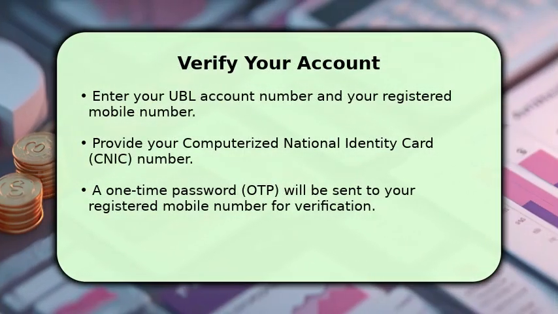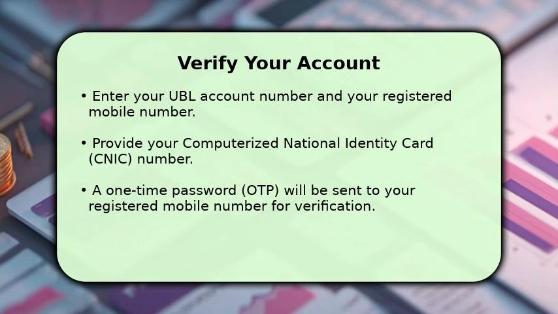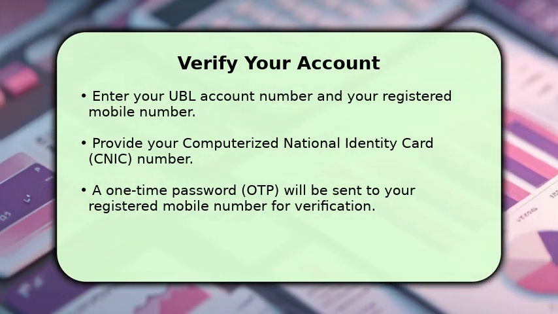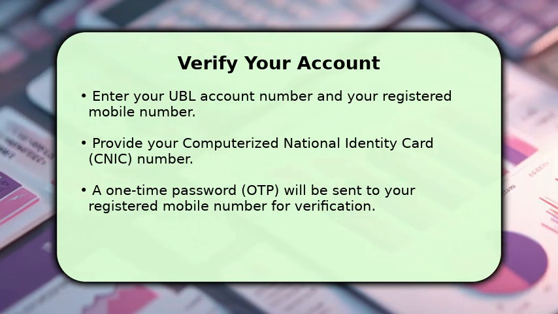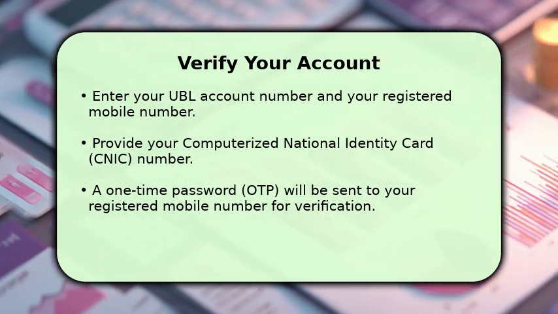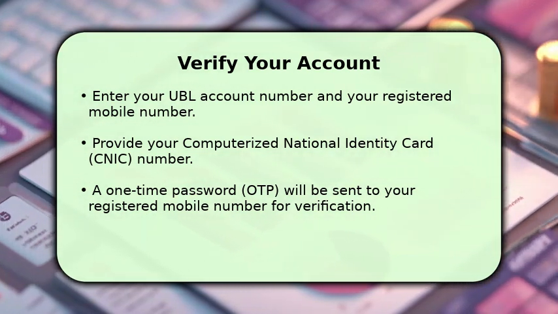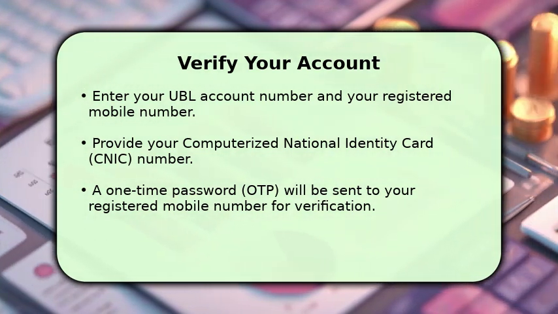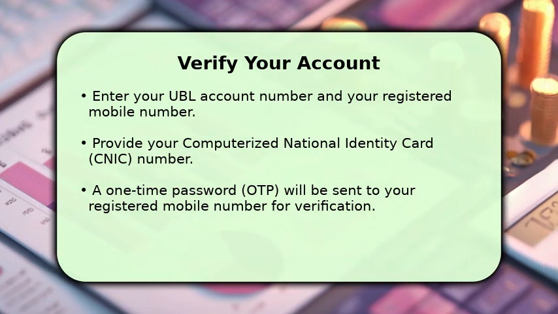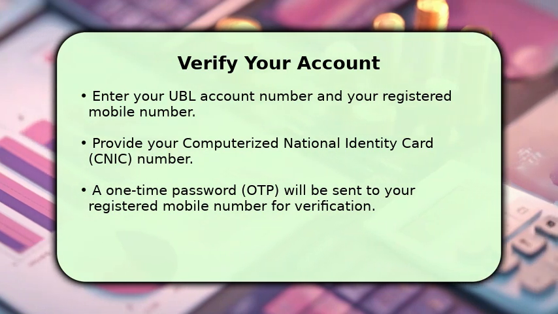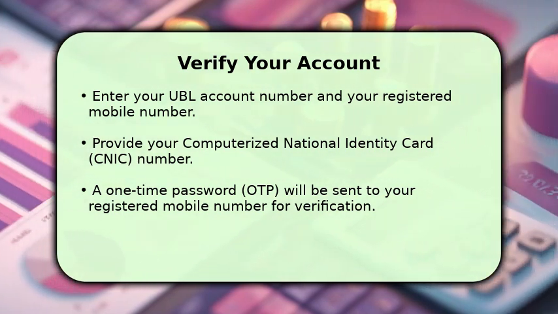Next, it's time to verify your account. You will be prompted to enter your UBL account number and your registered mobile number. Additionally, you'll need to provide your computerized national identity card, or CNIC, number for security purposes. After entering these details, a one-time password, or OTP, will be sent to your registered mobile number. Carefully enter this 6-digit code into the app to proceed with the registration process.